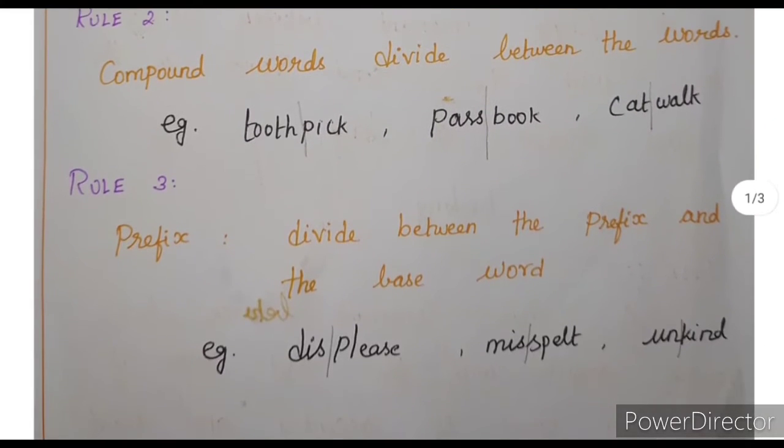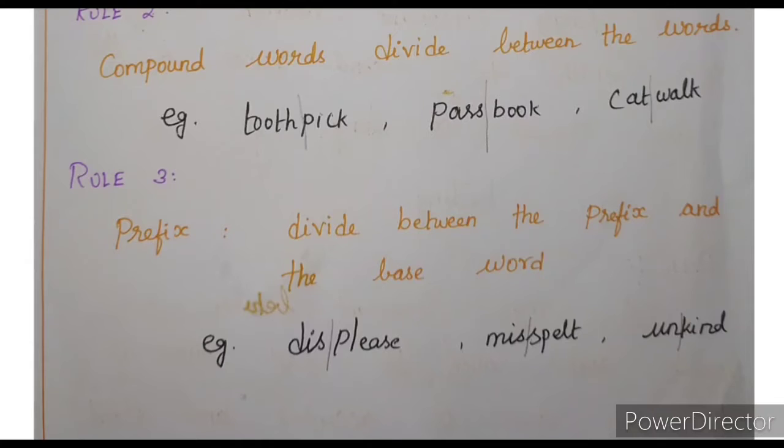Okay, so next let us see what is rule 3. In rule 3 we are going to see about prefix. Divide between the prefix and the base word. So you all know what is prefix. Prefix is nothing but when some words are added to the root word or base word, it will give you a new meaning. It will give you a completely new meaning.